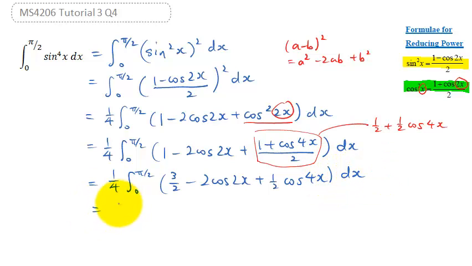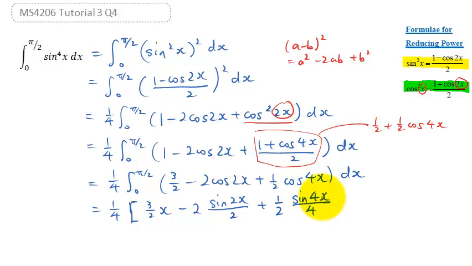So now I'm ready to integrate. Integrate 3 over 2 is simply 3 over 2 x. Integrate any constant is constant x. Minus 2, integrate cosine is sine, I'll have sine 2x over 2. Integrate cosine 4x is sine 4x over 4.